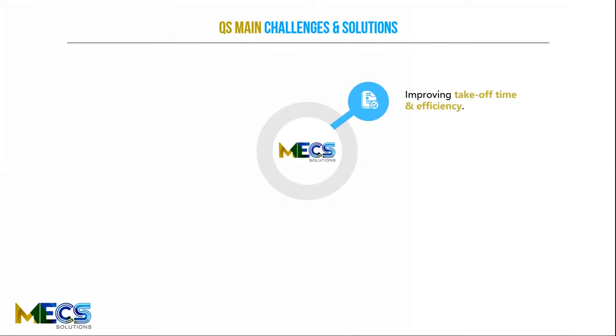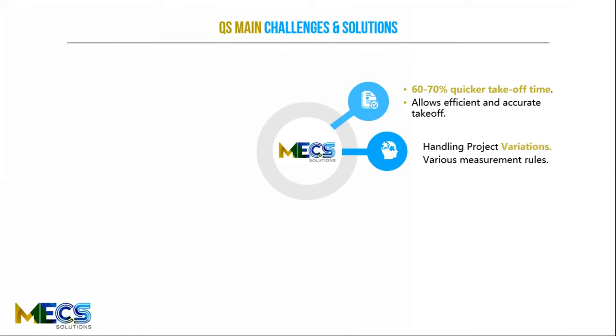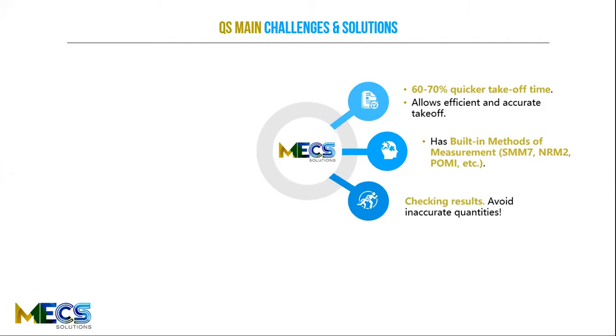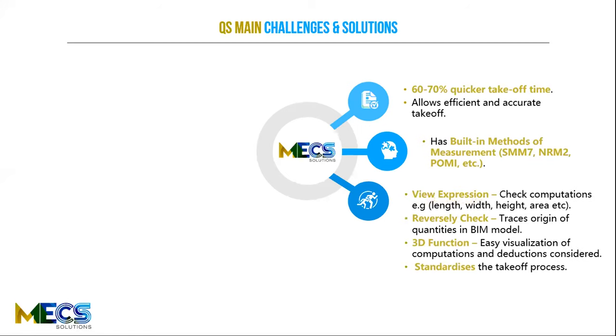This slide looks particularly at the challenges that many QSs face, but also the solutions that the software provides. The first one here is improving takeoff time and efficiency. The software allows for 60 to 70%, even 80% quicker takeoff time, and it allows efficient and accurate takeoffs. Next, handling project variation and various measurement rules. The software has the majority of methods and measurements already built in. So you have SMM7, POMI, NRM, etc. Then, checking results and avoiding inaccuracies. The software has four unique functions that really help with this process.